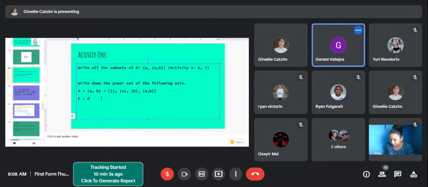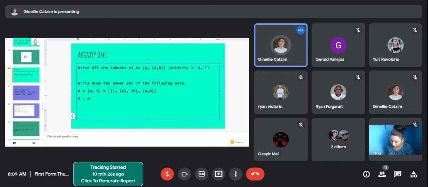Okay. Now, what will we see is the power set of the following set. E is equal to 5. As I mentioned, 5 is used to represent what? No, it's not to represent 0. It's to represent a null set, right? A null set. So what do you think would be the subset of this one?